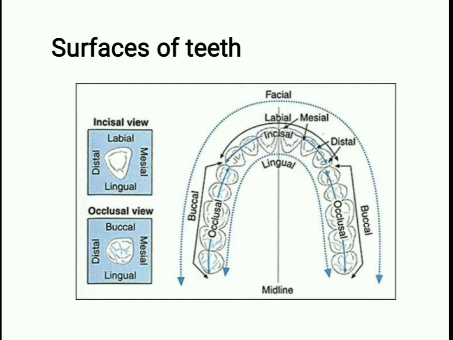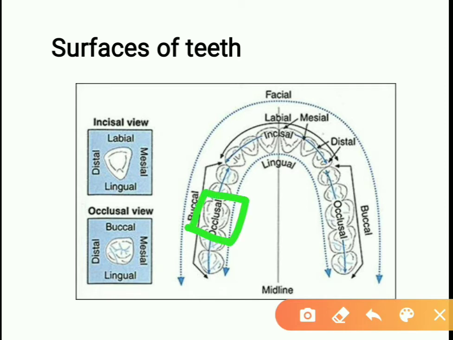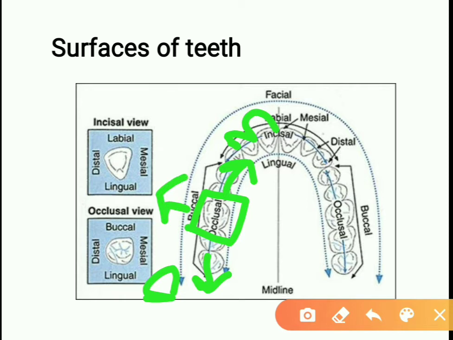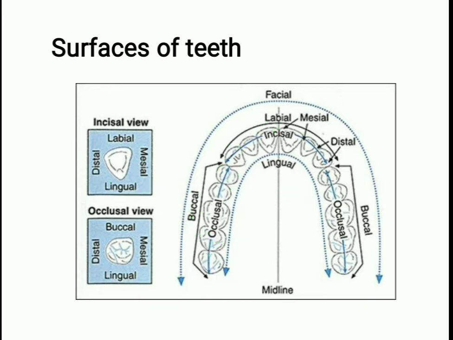The same is the case with posterior teeth. As you see, it's a molar. The surface facing towards the midline is known as the mesial surface, facing towards the posterior is known as the distal surface, the buccal side is known as the buccal surface, and the lingual side is known as the lingual surface. Hope you can understand.